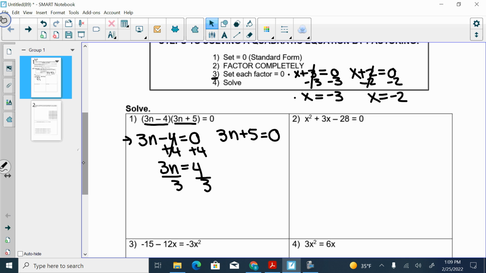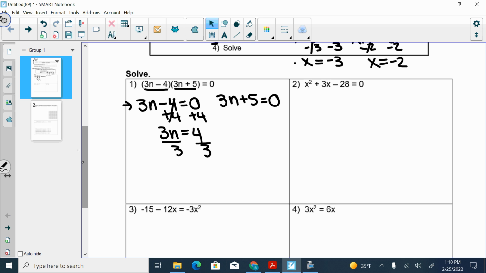And if I divide 4 by 3, is it going to come out as a whole number? So we could just leave it as the fraction 4 over 3. So n is equal to 4 over 3. Okay, so there's my first solution. Okay, got to do the same thing for the other one. So what are we going to do first?